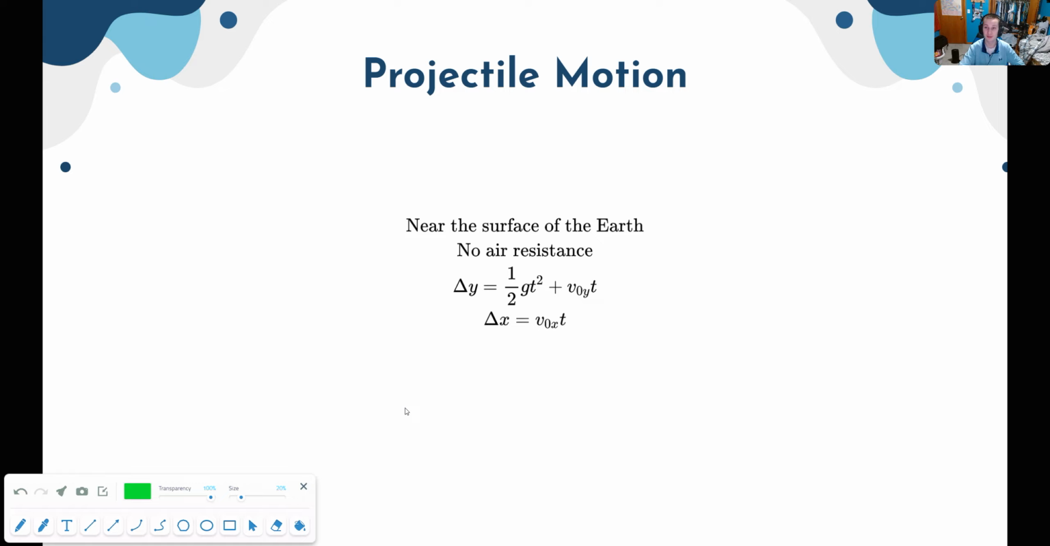Okay. So with these constraints and with these equations, we can describe a specific case of motion that is a pretty good approximation of what actually happens and is a good place to introduce motion in multiple dimensions, especially for people who are new to physics or just getting into physics.